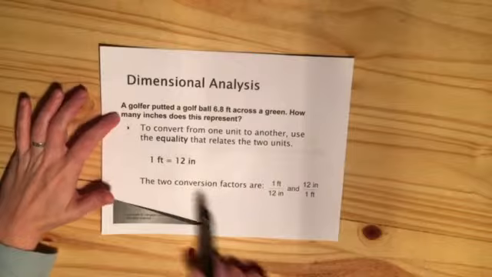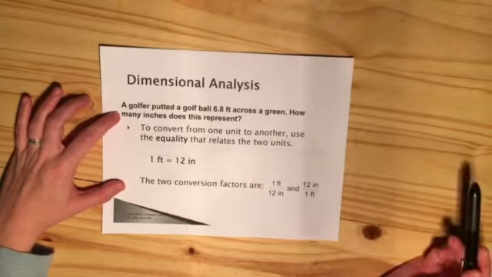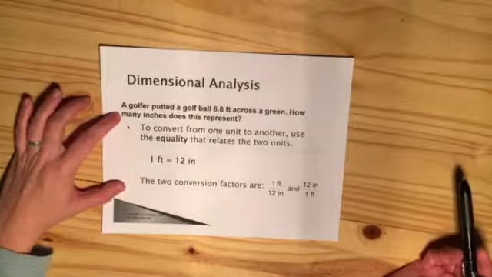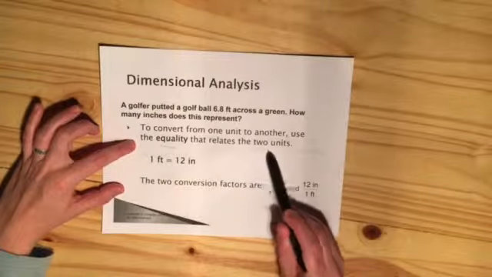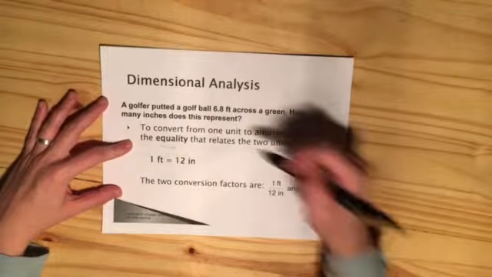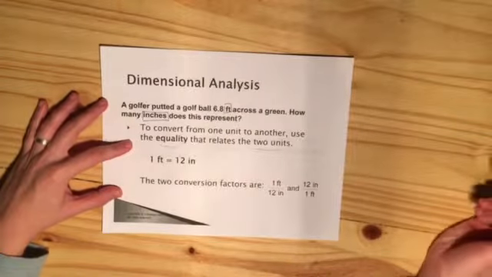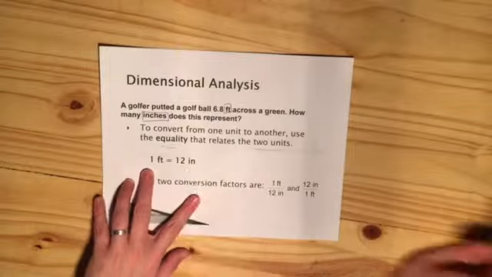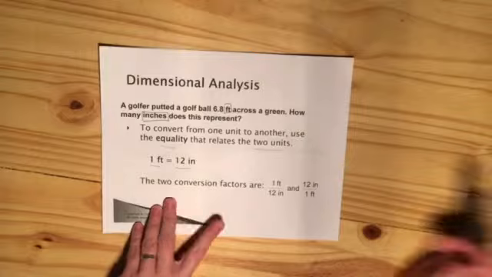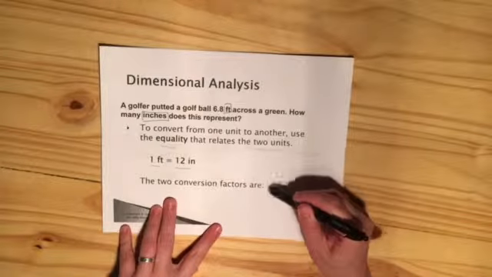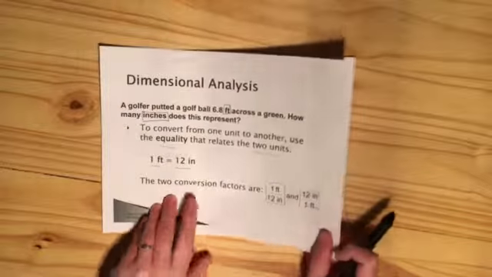So here, for example, a golfer putted a golf ball 6.8 feet across a green. How many inches does this represent? So the first step, use an equality that relates the two units. So what are our units here? We've got feet, and what we're looking for is inches. And so this is an equality. 1 foot equals 12 inches. And so two conversion factors from this are 1 foot over 12 inches or 12 inches over 1 foot.